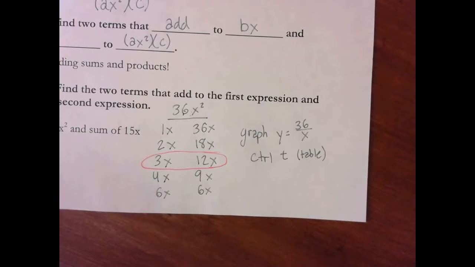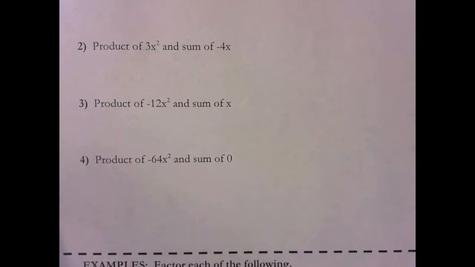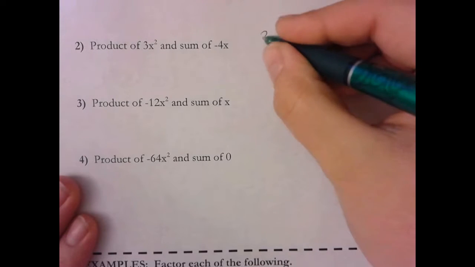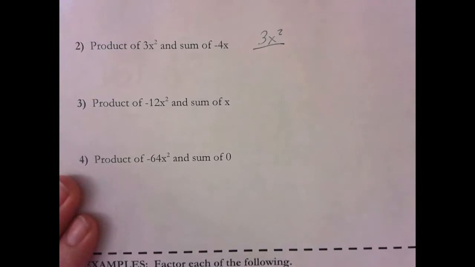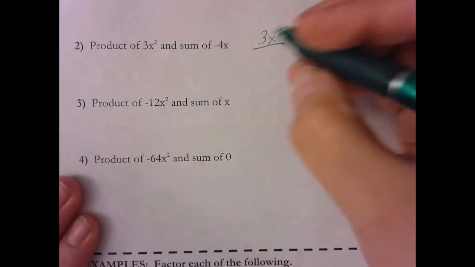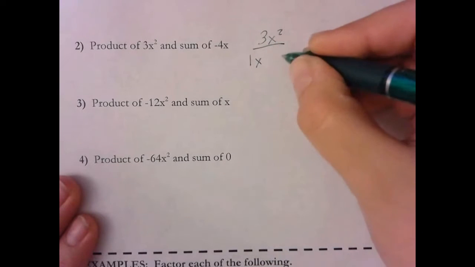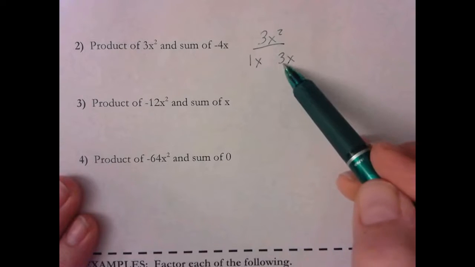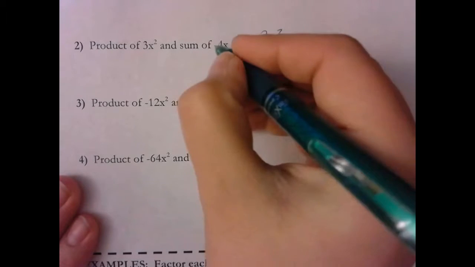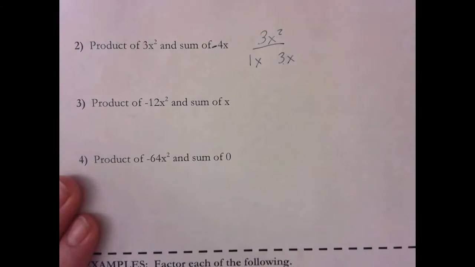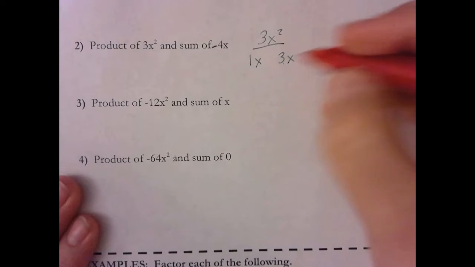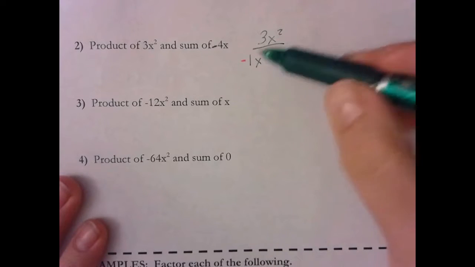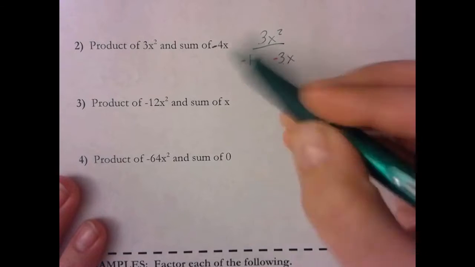Okay, let's do a little more practice on the back. All right, we need a product of 3x squared and a sum of negative 4x. So 3x squared. Well, 3 is a prime number, so our only option is 1x and 3x. But here's the problem. 1 plus 3 gives us positive 4. We needed negative 4. So if that happens, you are allowed to change both the signs. Now we have negative 1x minus 3x, that's negative 4x.